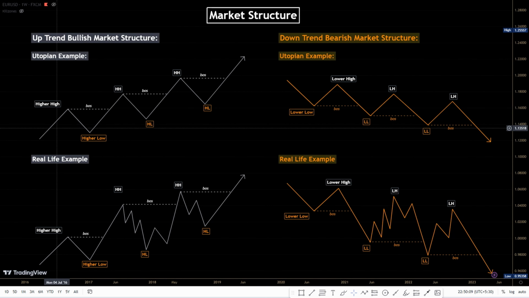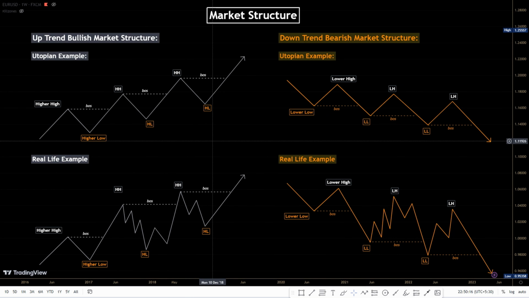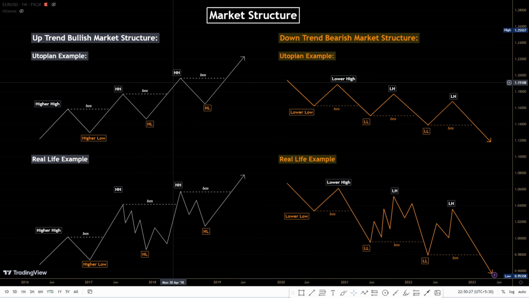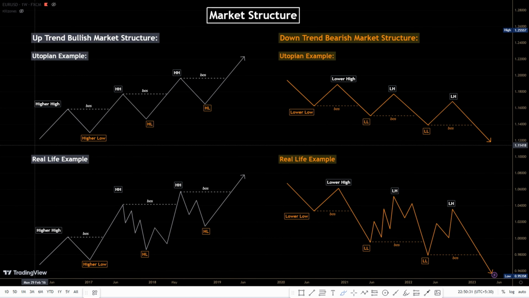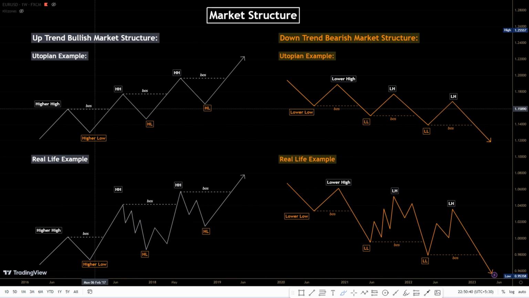This utopian example is just a model of a bull trend. You can see this type of model in books. This is the simplified model of the bull trend, right? You can see that price is coming from the downward direction. It creates a higher low. Now from this point, price again goes in the upward direction and it just breaks this higher high.